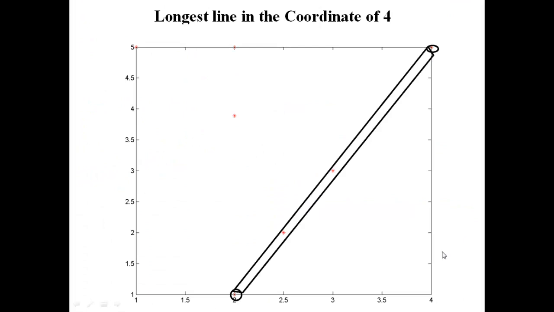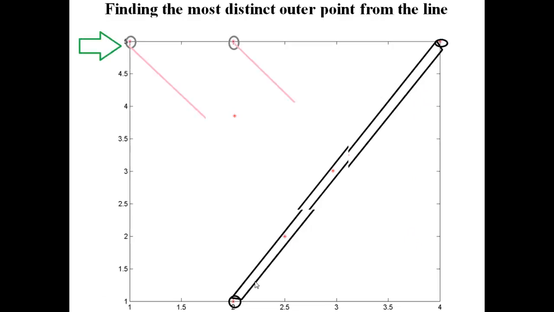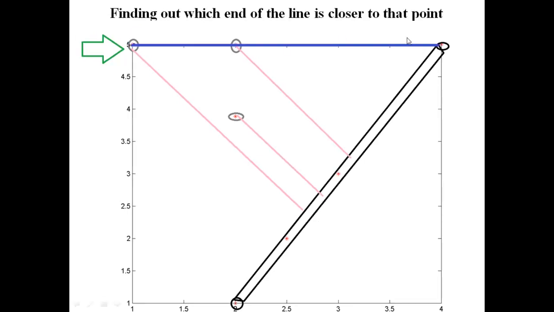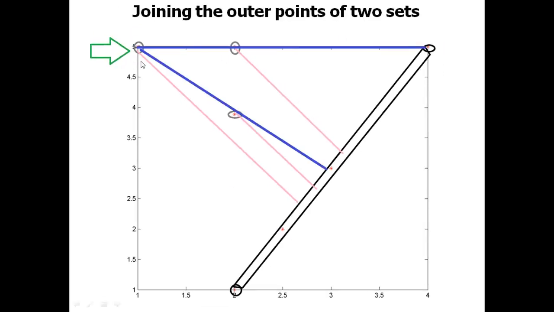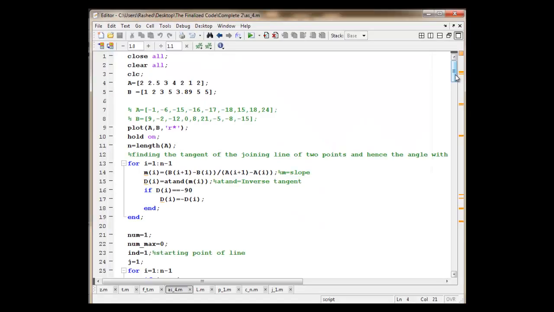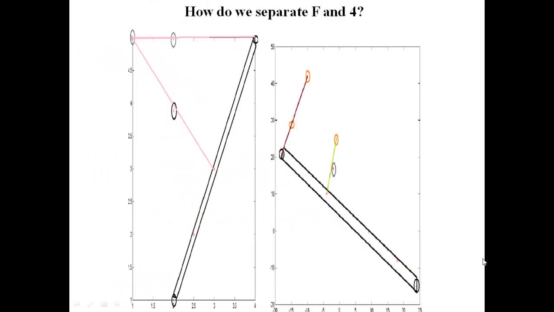For 4, a similar algorithm as F was used. First we found out the longest line. Then we sorted out the most distinct point and determined the equation of the straight line going through the point and the nearest edge. At last, we joined the rest of the points from the most distinct point to the nearest point on the longest line. Here is our code for 4 and here is our output. The procedure to distinguish between F and 4 is that these two sets of outer points in F are almost parallel and for 4 it is not.